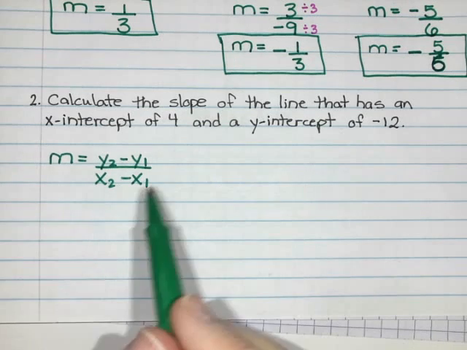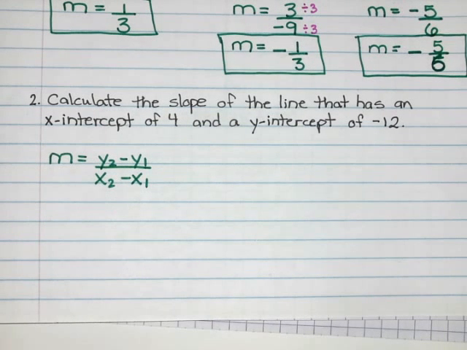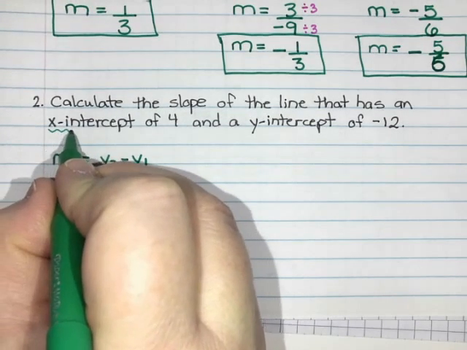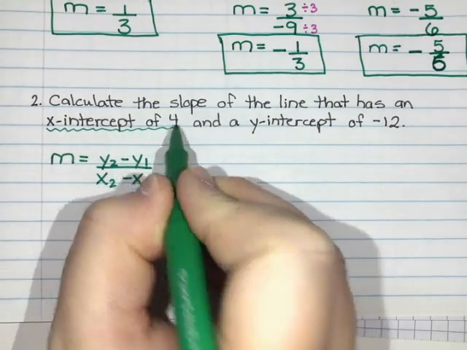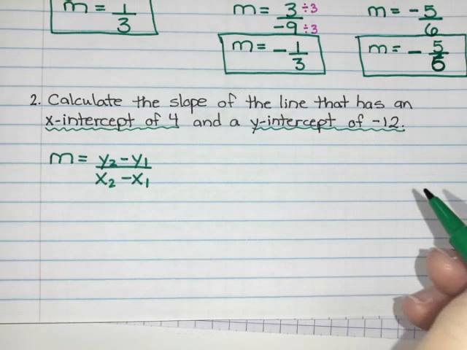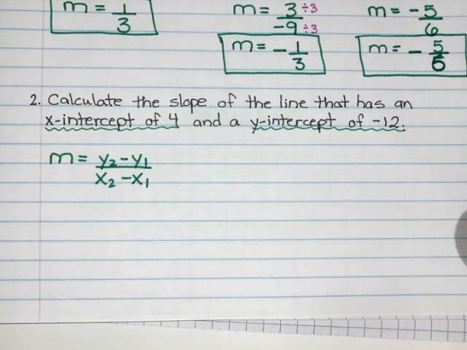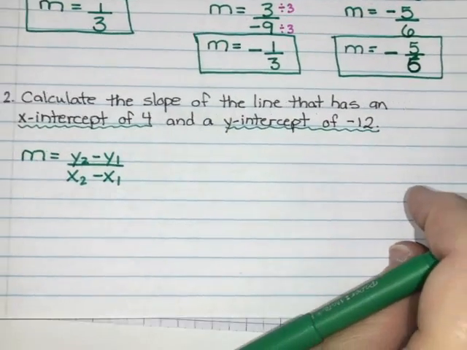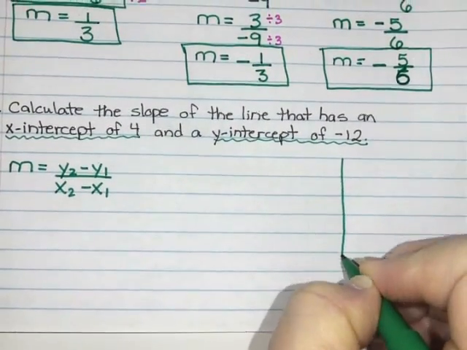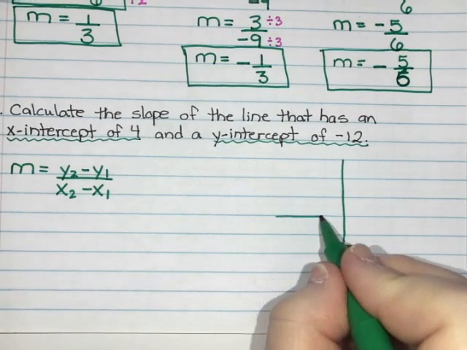And in order to use this formula, I need to have 2 points. And right now, I sort of do and I sort of don't. So it tells me in the question that I have an x-intercept of 4 and a y-intercept of -12, but those aren't proper points. A proper point should have an x and a y part to them. So I am just going to draw off to the side here a little picture just to help me figure out what the coordinates of these points are.